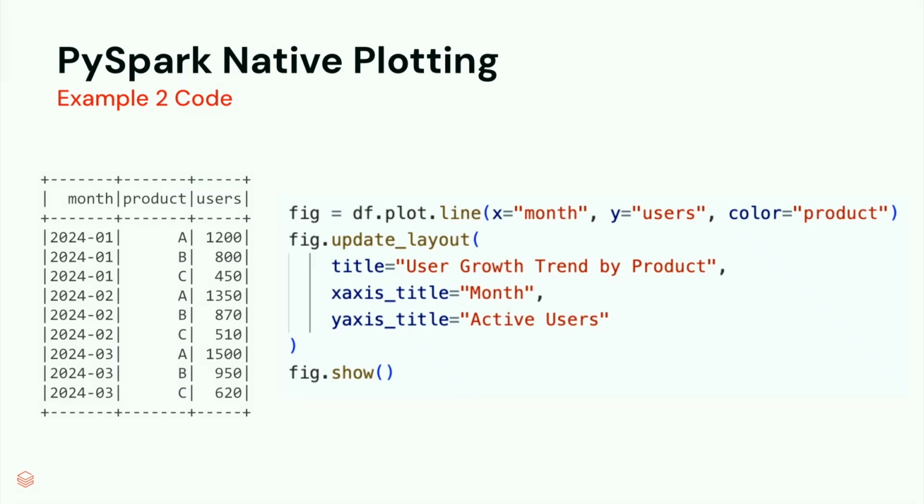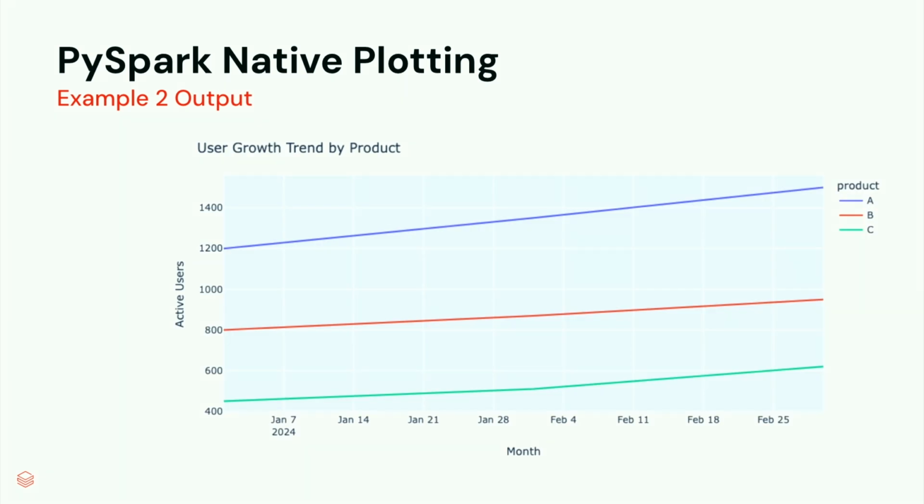We can also use the line plot to show product growth trend. This line chart shows how each product's sales changed over time. It's useful for spotting trends and patterns month to month. So that's all for native plotting.